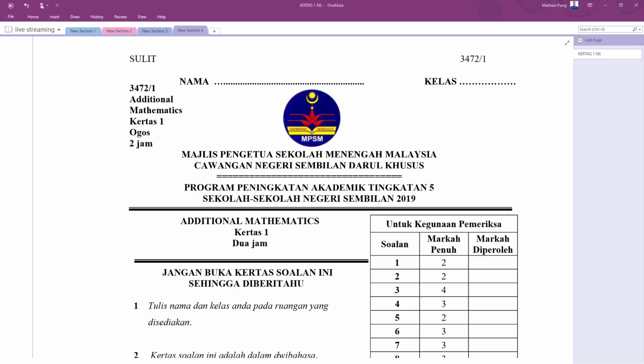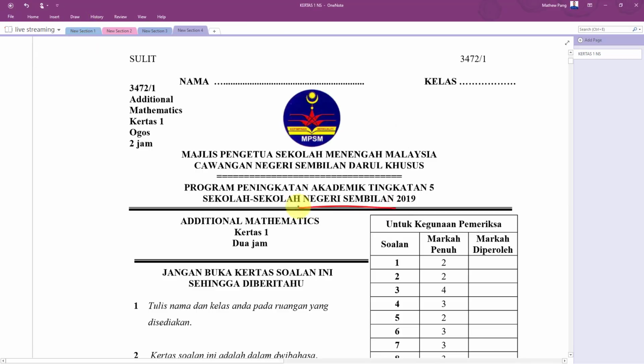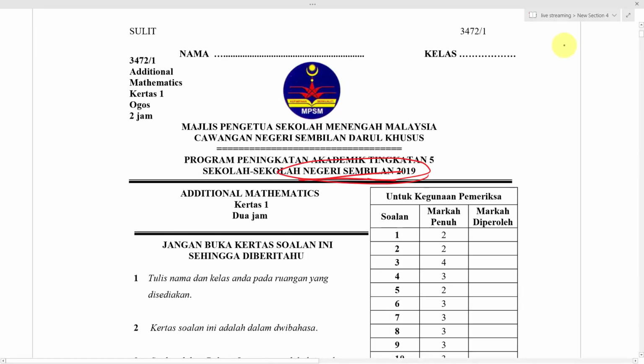Alright, so today we will discuss this Negeri Sembilan paper. You can see the Negeri Sembilan somewhere here, and I hope I can draw this paper. Okay, we discussed the Negeri Sembilan 2019 paper. Let me zoom this one, and I hope my face doesn't block the paper, because this paper is going to take some space here.